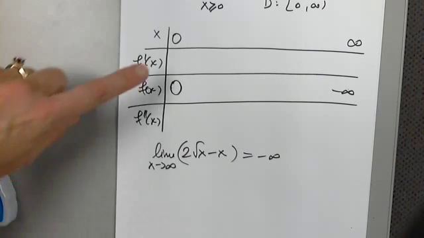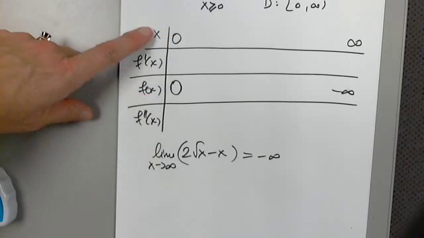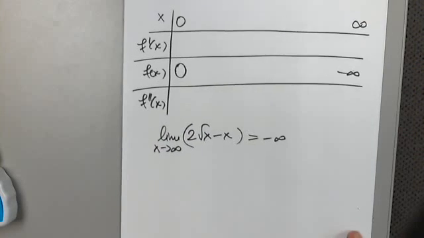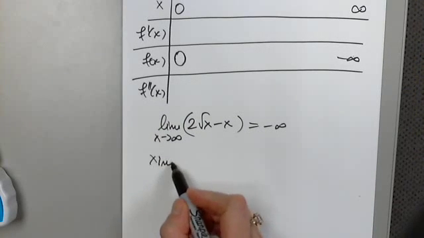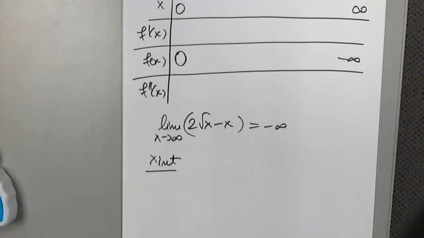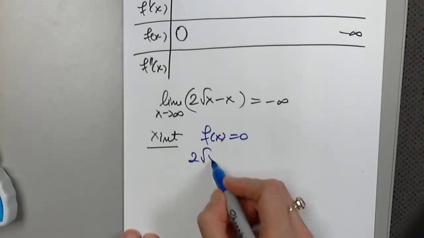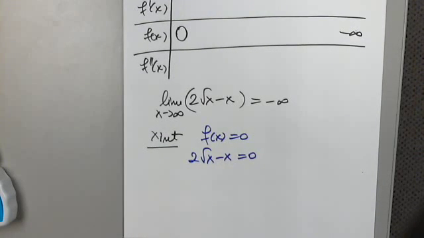I already found the y-intercept because I plugged in 0 for x. But I need to find the x-intercept, and I'm done with the function. So how do I find the x-intercept for any function? Set y equal to 0. Very good. So f of x equals 0 means 2 the square root of x minus x equals 0.